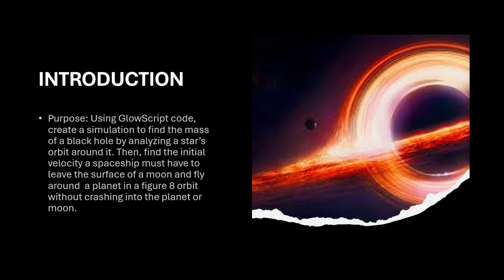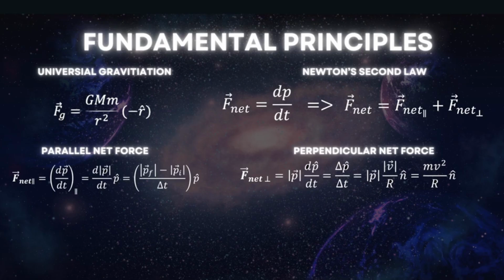Introduction to the lab. For part 1 of the lab, our purpose was to use GlowScript code to create a simulation to find the mass of a black hole by analyzing a star's orbit around it. Then for part 2, our purpose was to find the initial velocity a spaceship must have to leave the surface of a moon and fly around a planet in a figure-8 orbit without crashing into either the planet or the moon. Some of the fundamental principles behind this lab are universal gravitation, Newton's second law, parallel net forces, and perpendicular net forces.